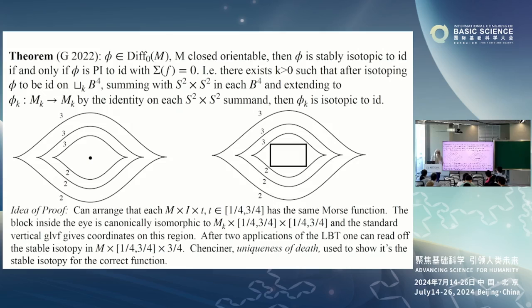And the resulting diffeomorphism is now isotopic to identity. Then we say that this diffeomorphism is stably isotopic to identity. So the theorem is that there's a necessary and sufficient condition for a diffeomorphism to be stably isotopic to identity. The condition is: if it's pseudo-isotopic to identity, find a pseudo-isotopy with trivial Hatcher-Wagoner first obstruction.